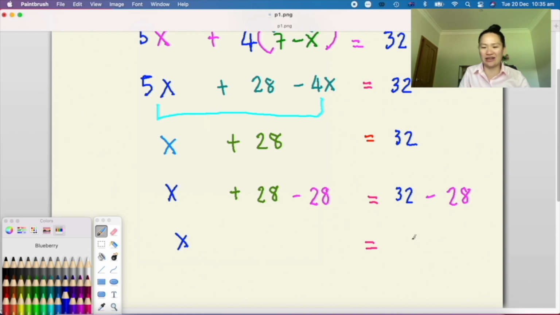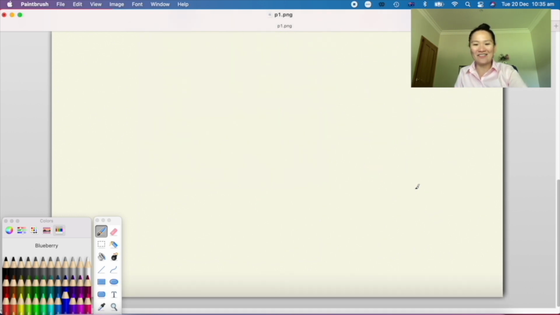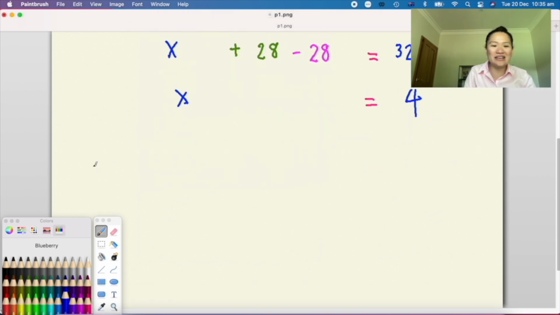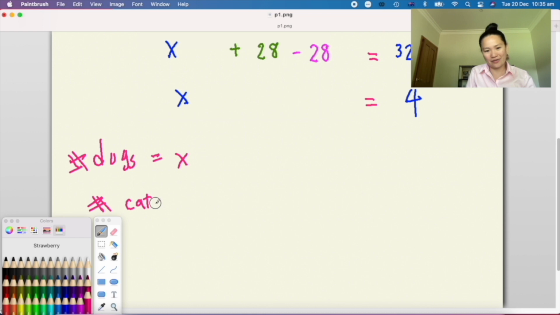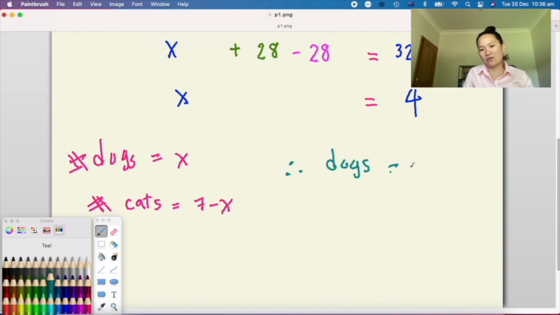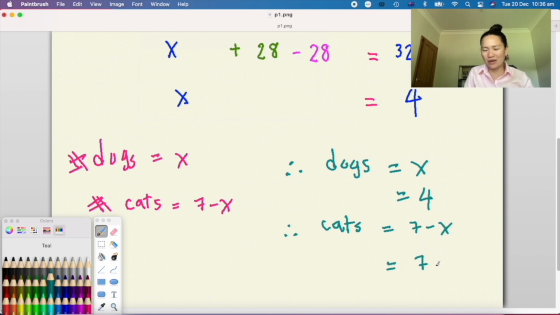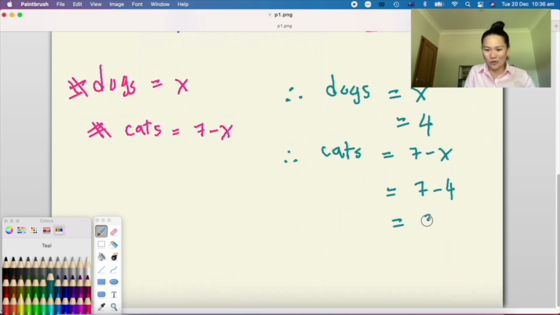Now we have 32 minus 20x equals 4. Oh my goodness! What does this mean? That means you know the number of dogs already, yeah? Again, number of dogs equals x. Number of cats equals 7 minus x. Now you want to find the number of cats. We have number of dogs equal to x, so the number of dogs equals 4. The number of cats is 7 minus x, so it's 7 minus 4, which is equal to 3. So now you have your answer.